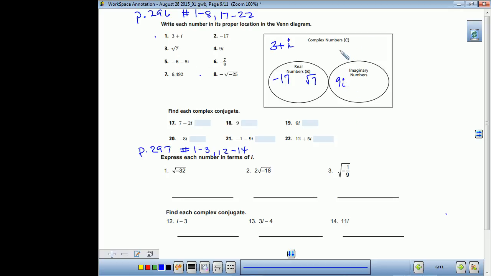6 minus 5i has a real part, excuse me, negative 6, and an imaginary part, so we'd have to place that in complex. Negative 7/8, that is a real number. 6.492, that is also a real number. And then the opposite of the square root of negative 25 would simplify to negative 5i, so it's going in here with imaginary.